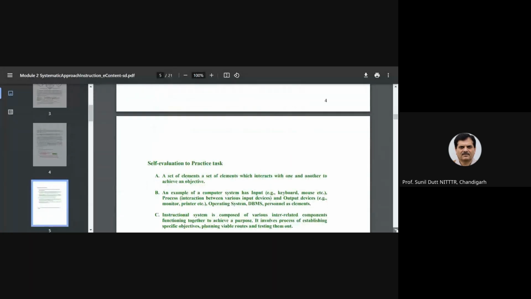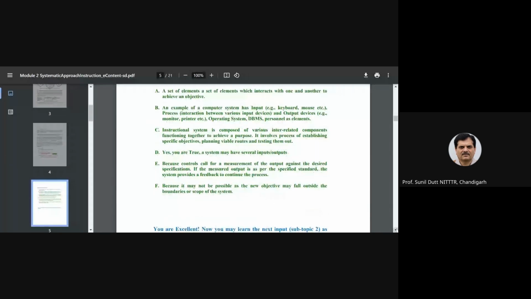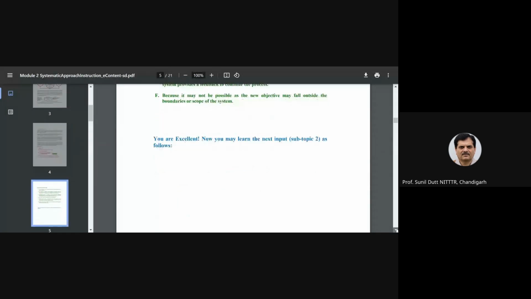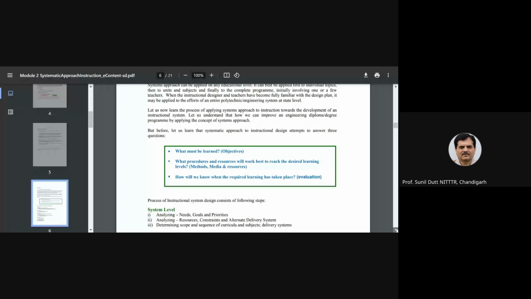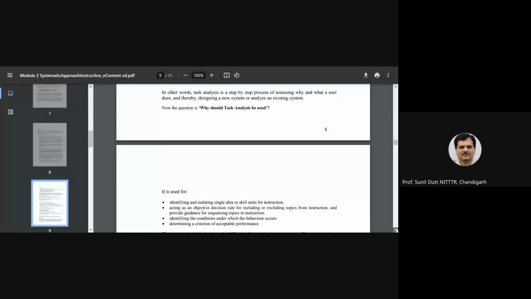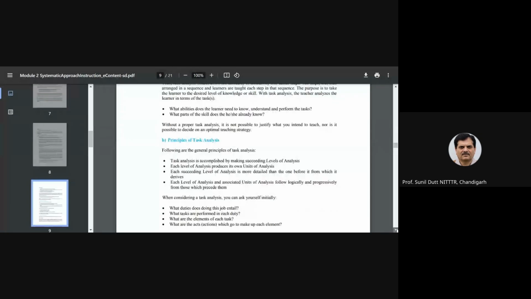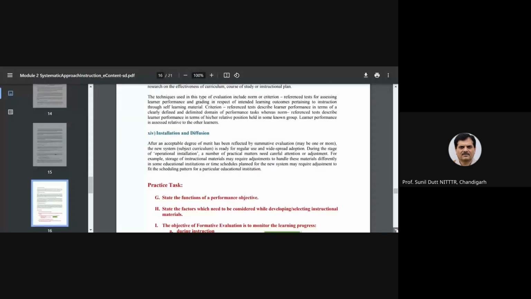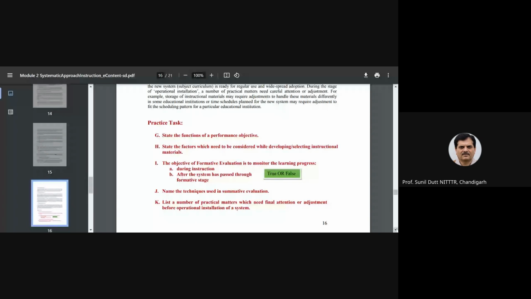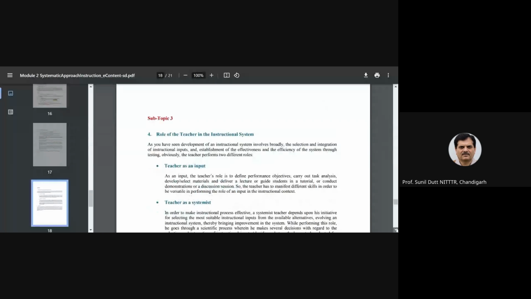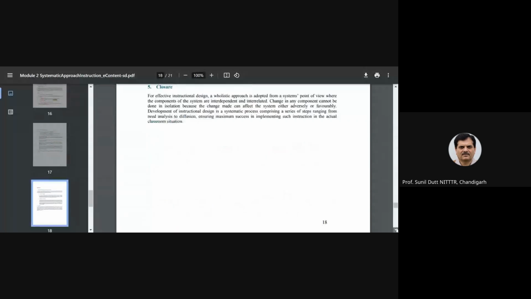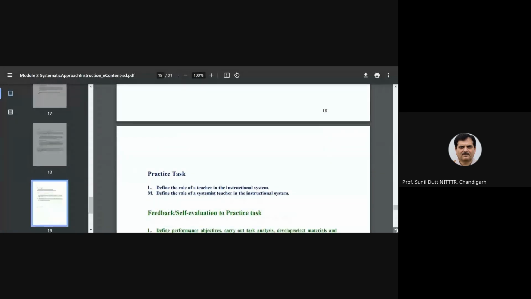Then self evaluation through practice task. Okay, so this is feedback. Now you learn the next input. This is the second input. Then this is a lecture of 1 hour duration, different font color, examples, illustrations, then practice task again. Then there is feedback, then next unit, then practice task.